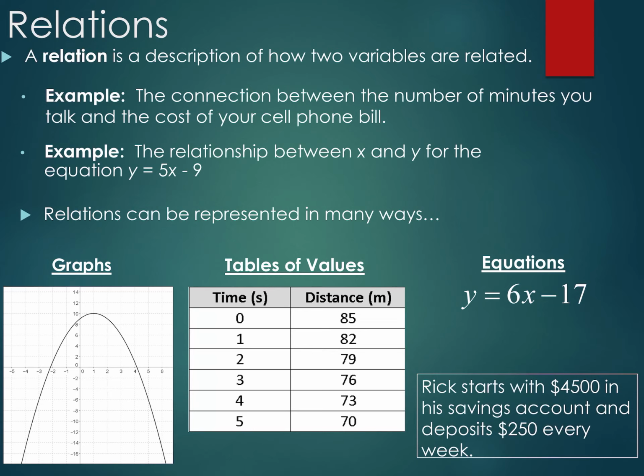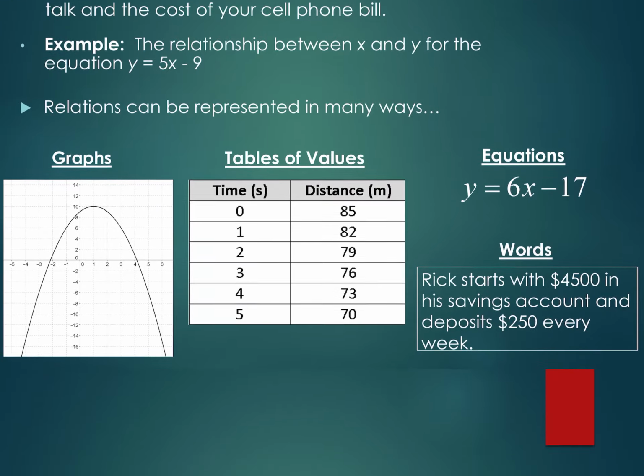Rick starts with $4,500 in his savings account and deposits $250 every week. How lucky for Rick. Okay, so we got 4 basic ways. Not that there's not other ways to represent relations, but in math we'll generally use graphs, tables, equations, and the word problem. Those will be the 4 basic representations that we'll use for relations.